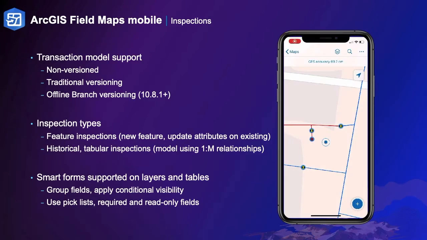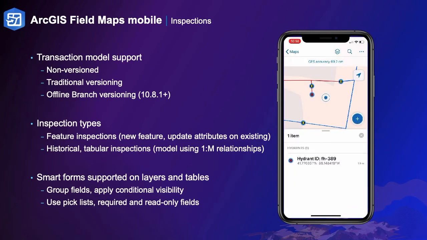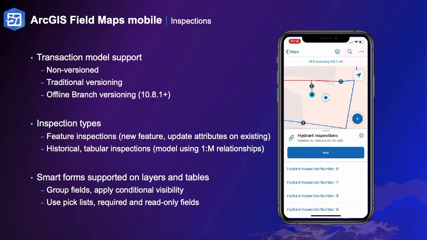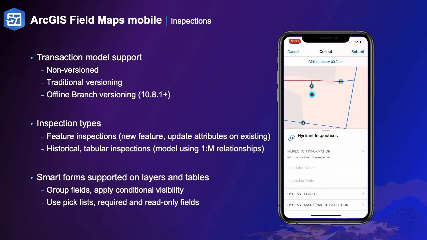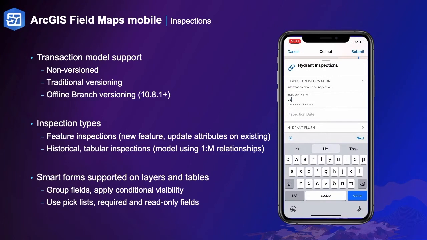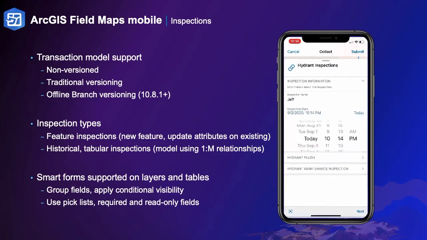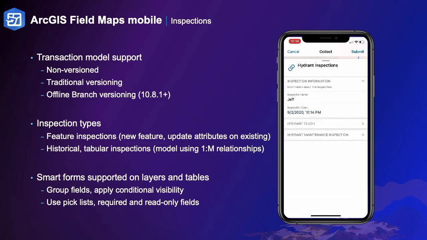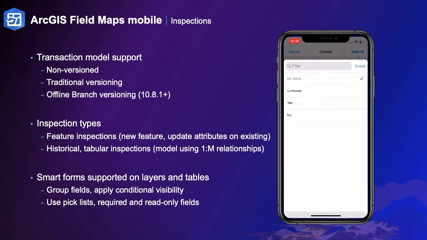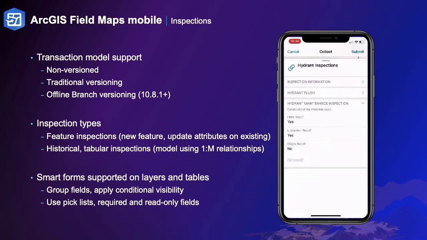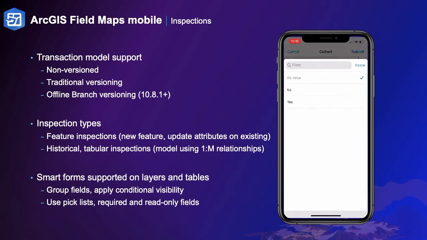Inspections are a key workflow within the application. We support all the transaction modes that the platform supports. So we support not only traditional versioning, but also non-version editing, as well as offline branch versioning. A number of different inspection types are supported, whether they be feature inspections that are creating new features or updating the attributes on existing features, as well as more tabular historical basic inspections. We're really just adding another relationship in a one-to-many relationship model for every subsequent inspection that is done.